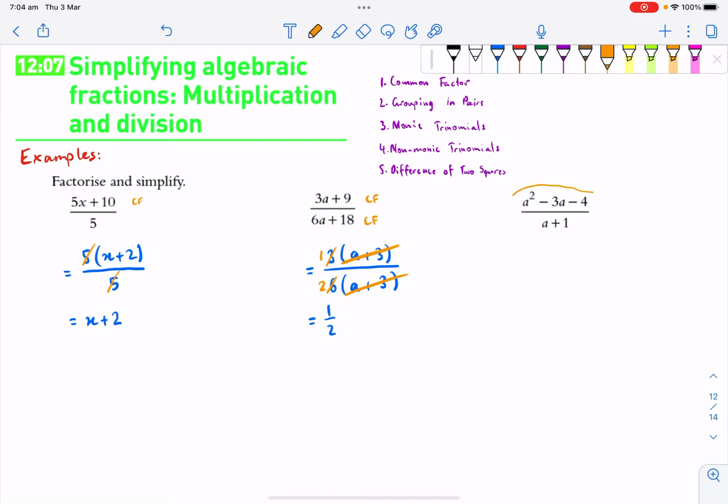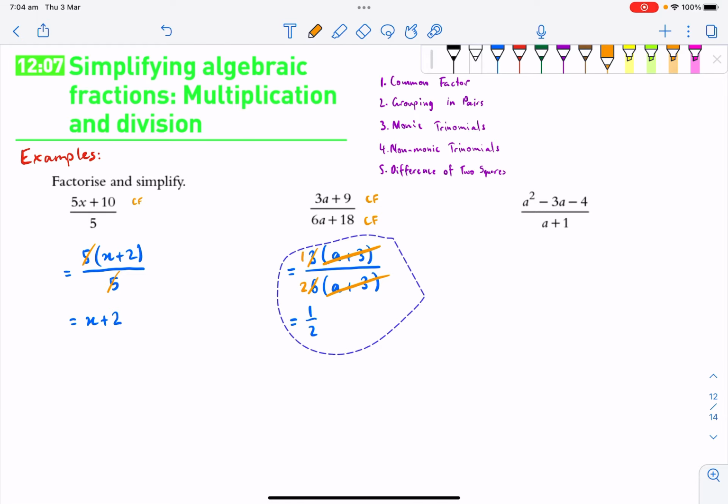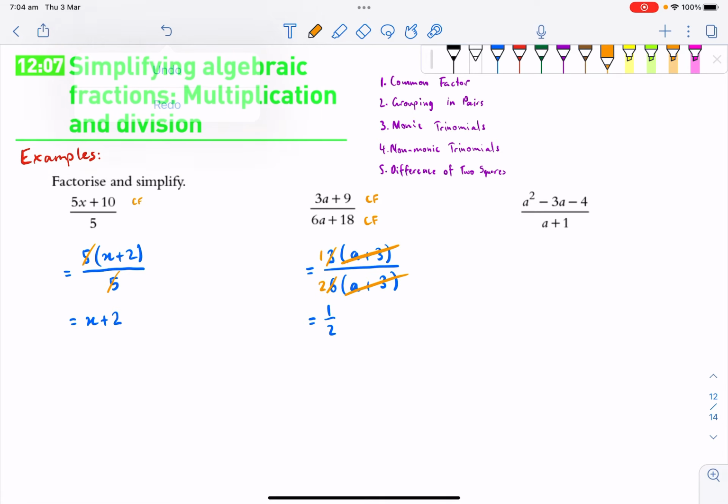And here I can see something interesting. I've got a quadratic trinomial here, and I've got a monic trinomial to boot. So it's a monic trinomial because we can see that the coefficient of a squared is 1. So monic trinomial, I'm just going to label that. And once I figure out what I'm going to do with that, I'm going to factorize. With the denominator this time, I can't do anything. So I'm going to leave that.